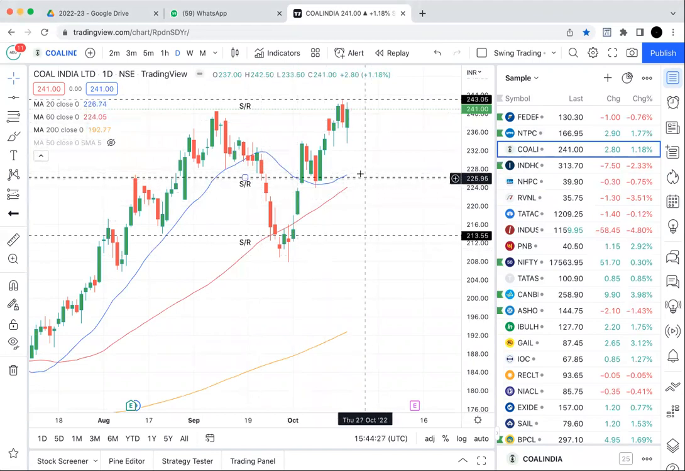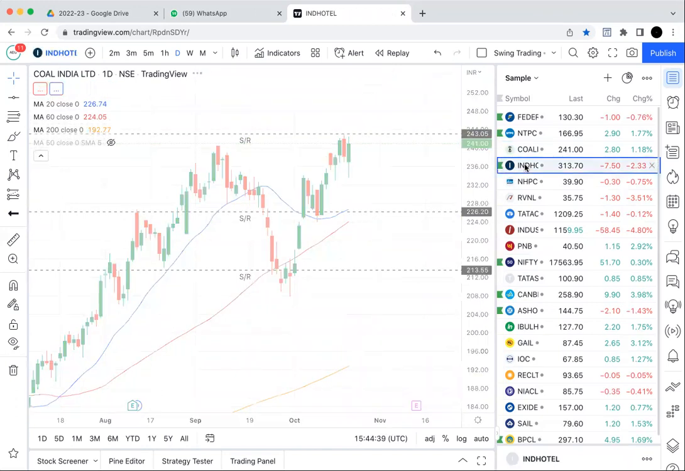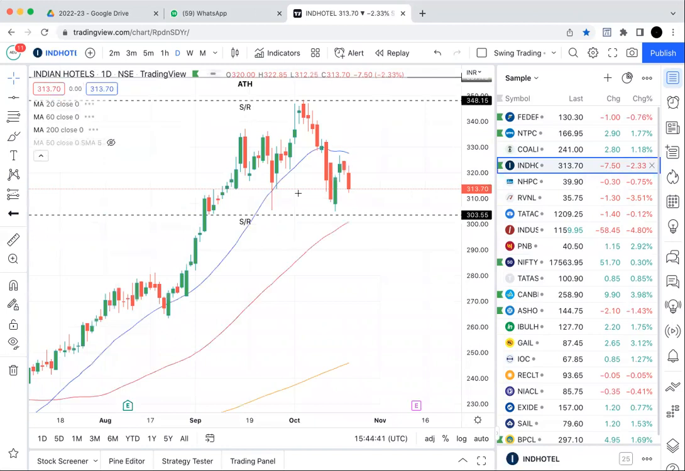Let's see if this acts as a support, okay? But what am I looking for? I want to see this breaking out of this resistance level before I enter. That's when I want to enter, okay? All right, Indian hotels, same thing. Look at this. So I'm looking for this to come back up and break through this level. That's what I'm looking for.